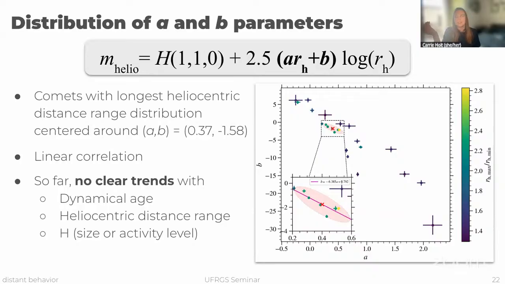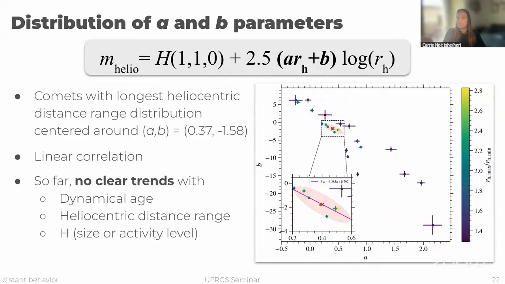So let's see, does this tell us anything? Like I said before, we had a more shallow slope for new comets, and more steep for others. Can the distribution of these A and B values really tell us anything? So this is our initial distribution of the A and B parameters. And I will say this is also focused on pre-perihelion data, as they're approaching the sun.